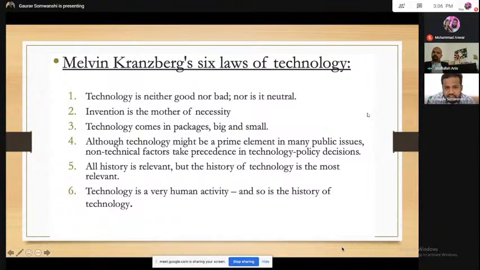Second, communication is a matter of necessity. That's almost a phrase right now. And technology comes in packages, big and small. So Bitcoin came in 2008, 2009. It was only limited to cryptocurrency. Right now, it has exploded. The whole campaign has been successful.